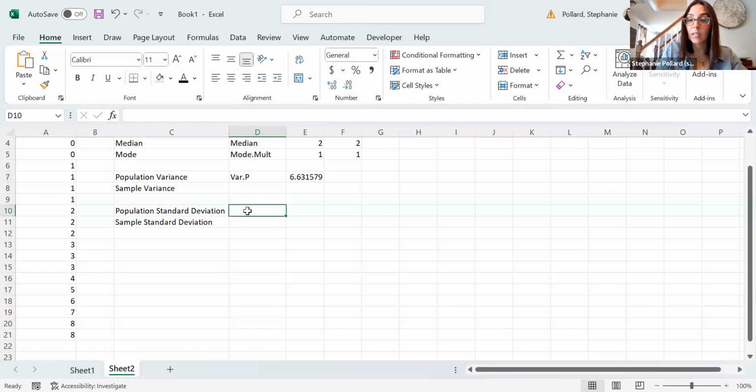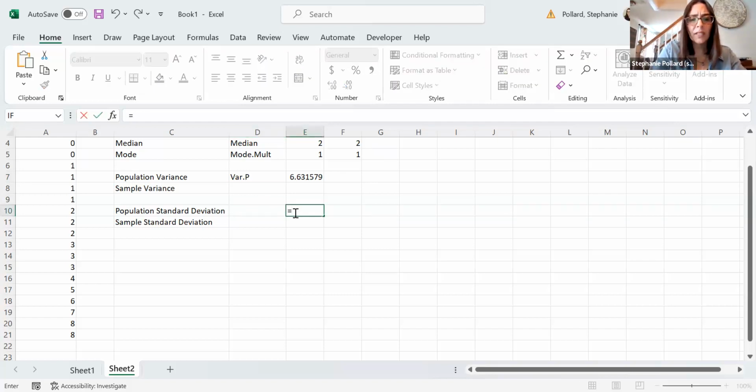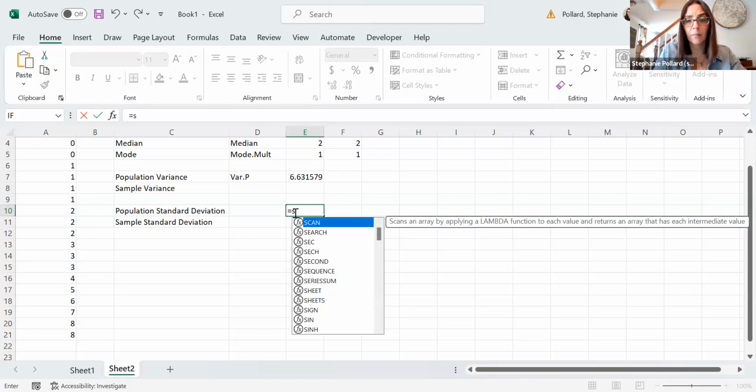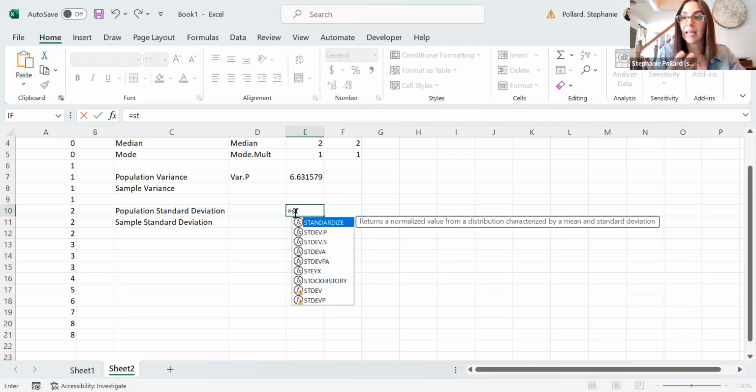If I want to find the standard deviation, again, we start with an equal sign. You can start typing in standard. You want to be careful. They use the abbreviation that I do in class as well, STDEV for deviation. These are your standard deviations in Excel.